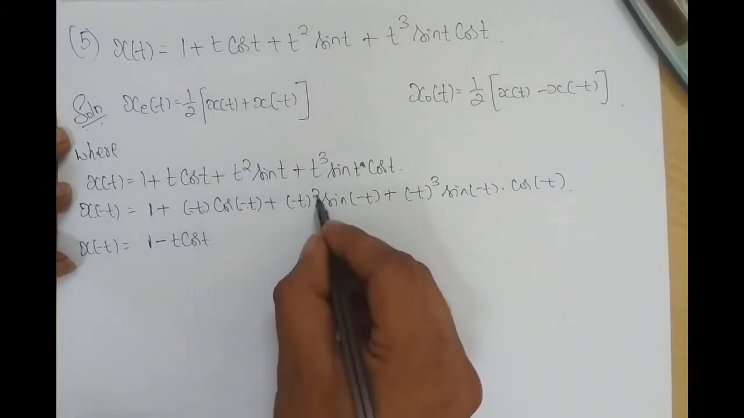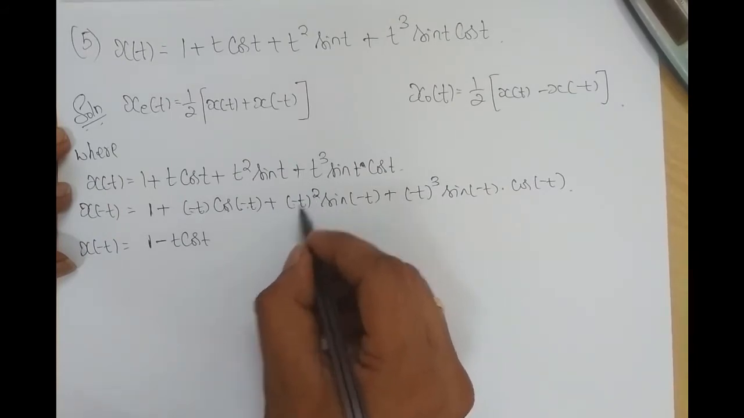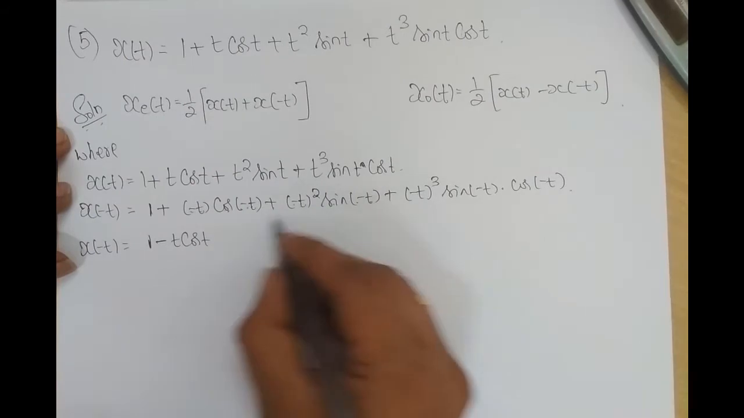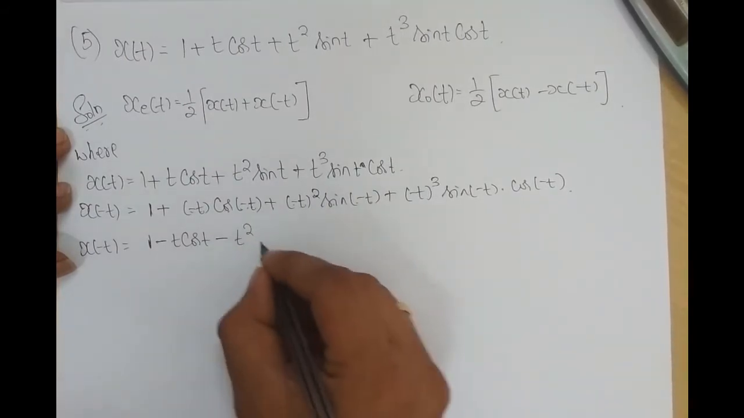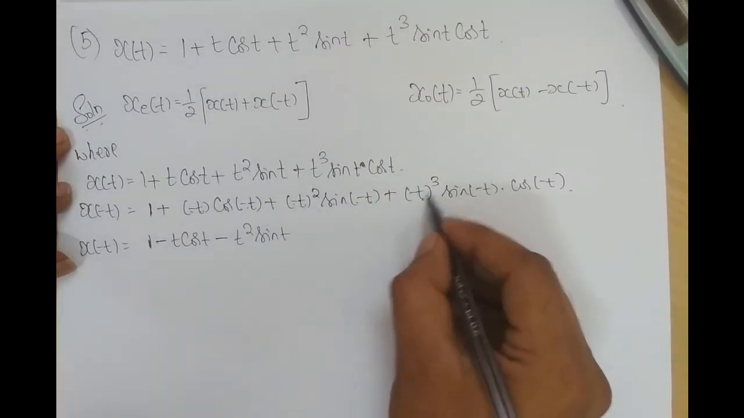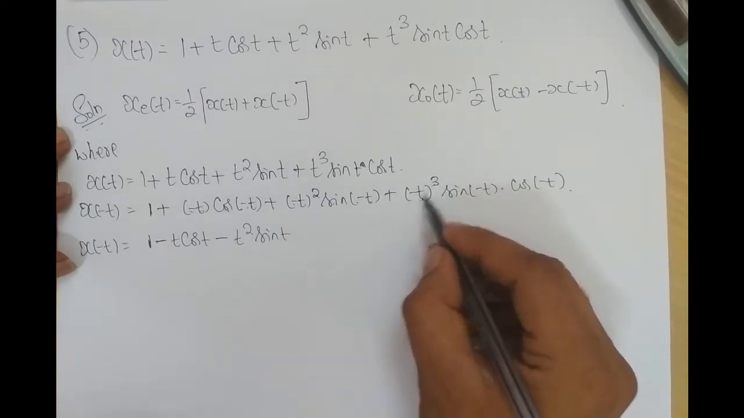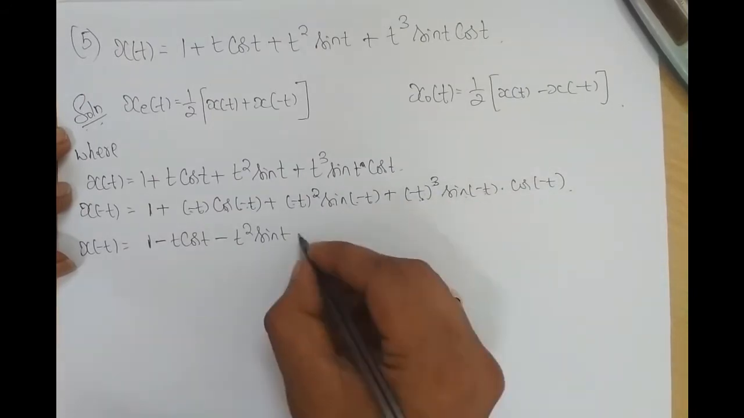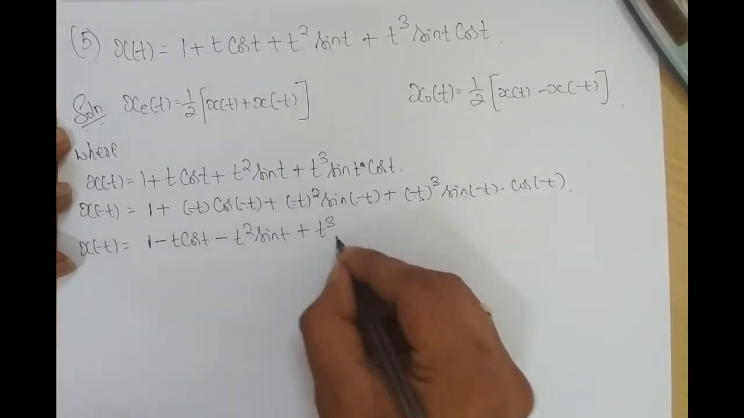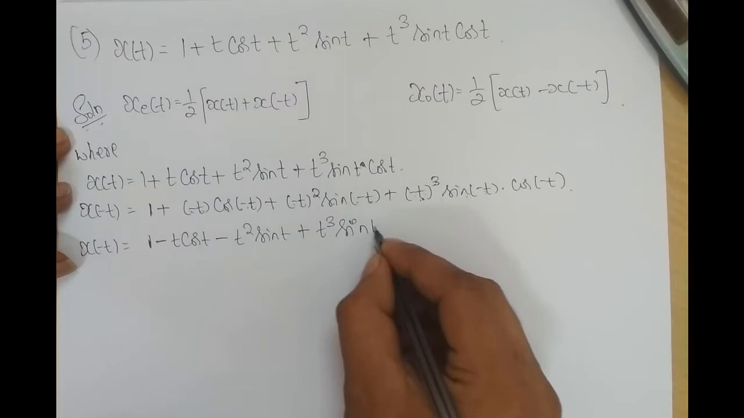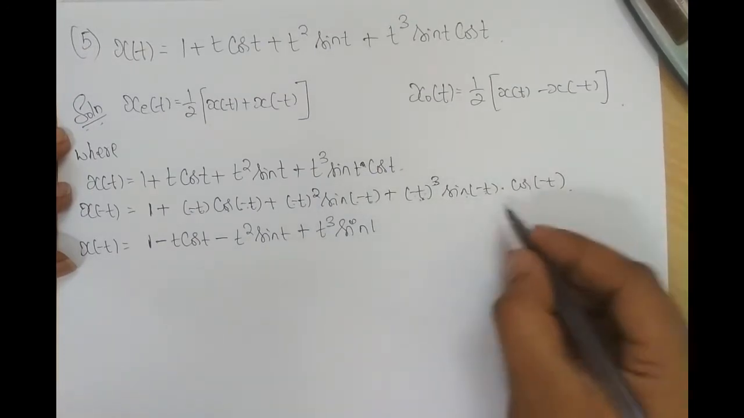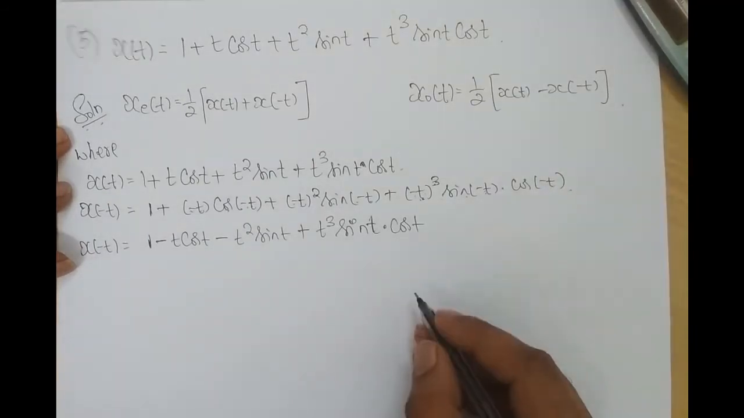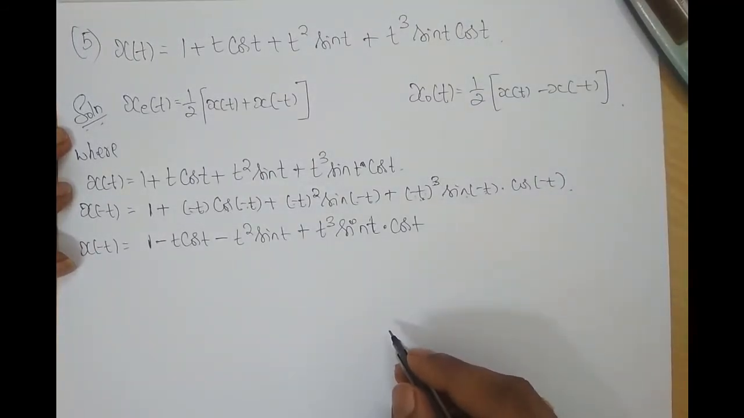What about this? Since it is square, minus t whole square is t square. But since sin of minus t is minus sin t, I end up with minus t square into sin t. Now this is cube, so minus t cube is minus t cube, but sin of minus t is minus sin t, so minus into minus is plus. So plus t cube into sin t into cos t, because cos of minus t is cos t.